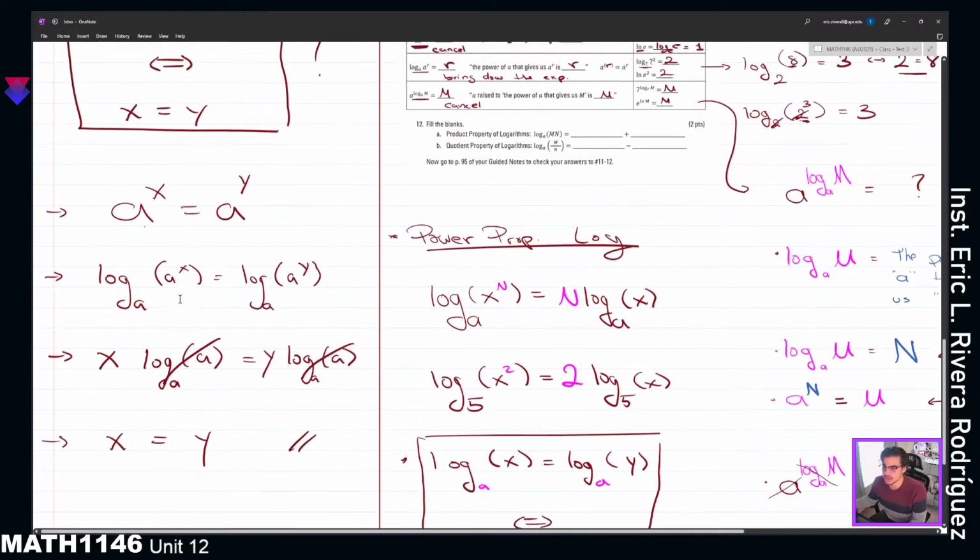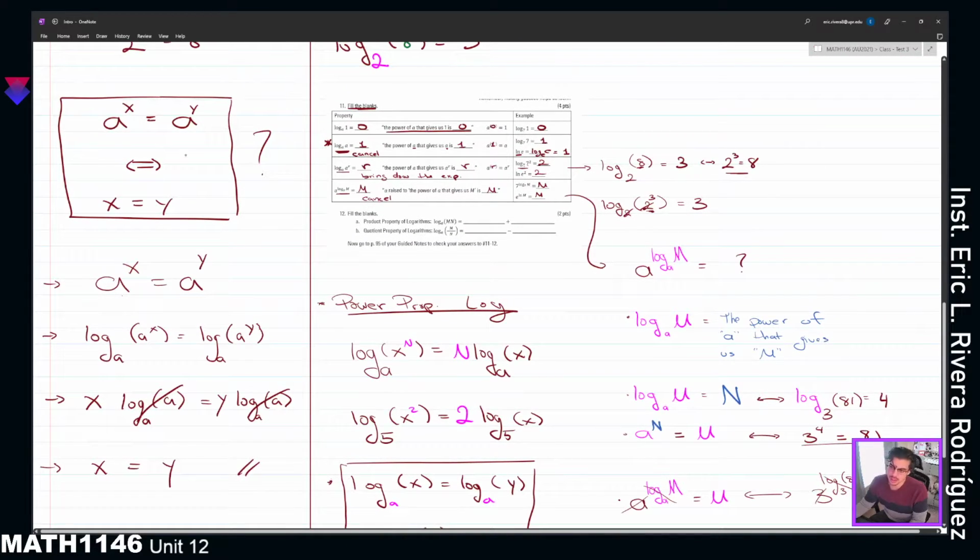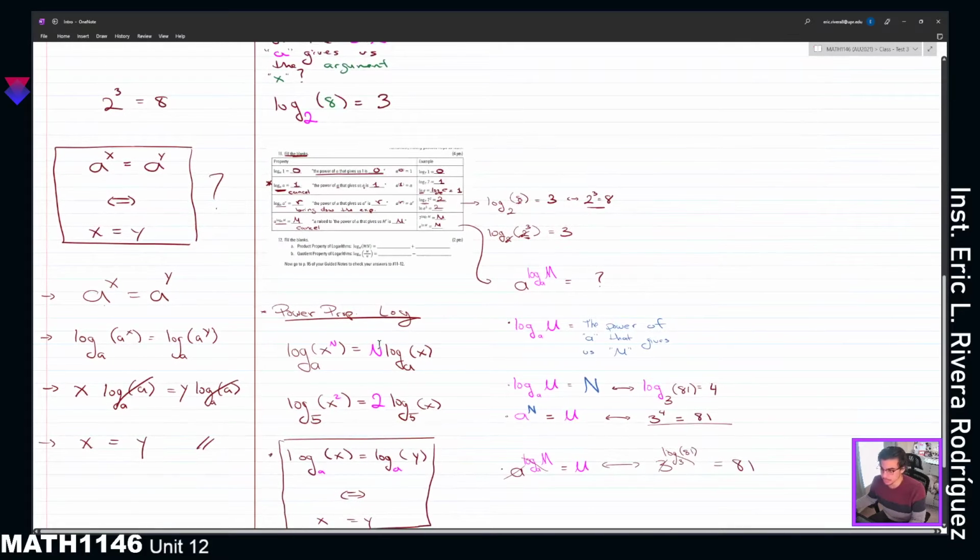And that's how we prove that this property here is true, right? So if we have an exponential equation where both sides of the equation share a common base for the exponential operation, then we can conclude that the exponents are equal. Okay, and this here is the proof of that.